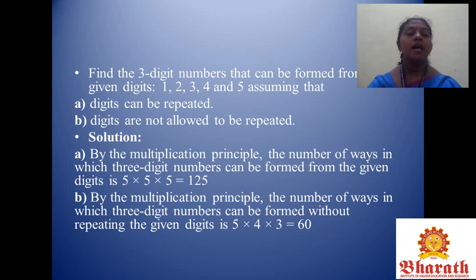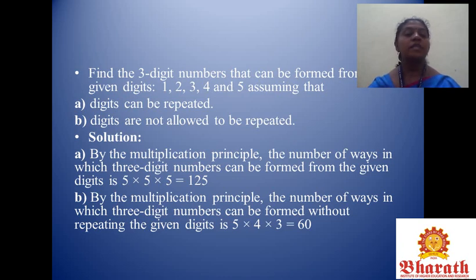For A, by the multiplication principle, the number of ways in which 3-digit numbers can be formed from the given digits is 5 into 5 into 5, because digits are allowed to be repeated. So the first digit is chosen in 5 ways, the second digit is chosen in 5 ways, the third digit is also chosen in 5 ways. So 5 into 5 into 5, 125 ways.